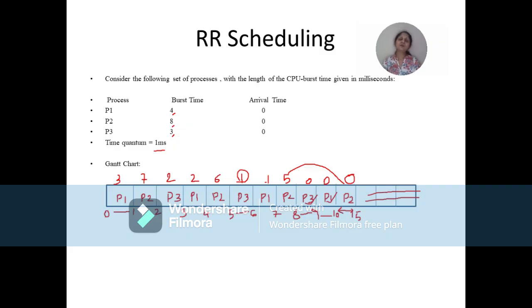And then we have to compute the turnaround time and waiting time of each and every process, as well as the average turnaround time and average waiting time. The formula never changes, so that part I leave it to you. Please calculate. That's all for the day.